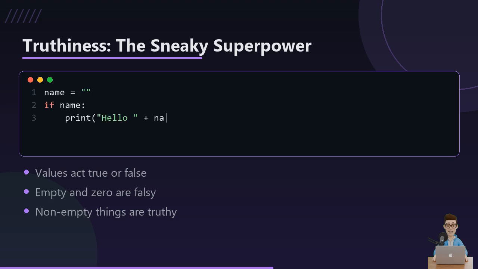Here's the trick that surprises beginners. Python lets you put almost any value where a yes or no goes, and it decides for you. Empty text, the number 0, and an empty list count as false. Everything else counts as true. So an empty name here quietly takes the else road, no comparison needed.